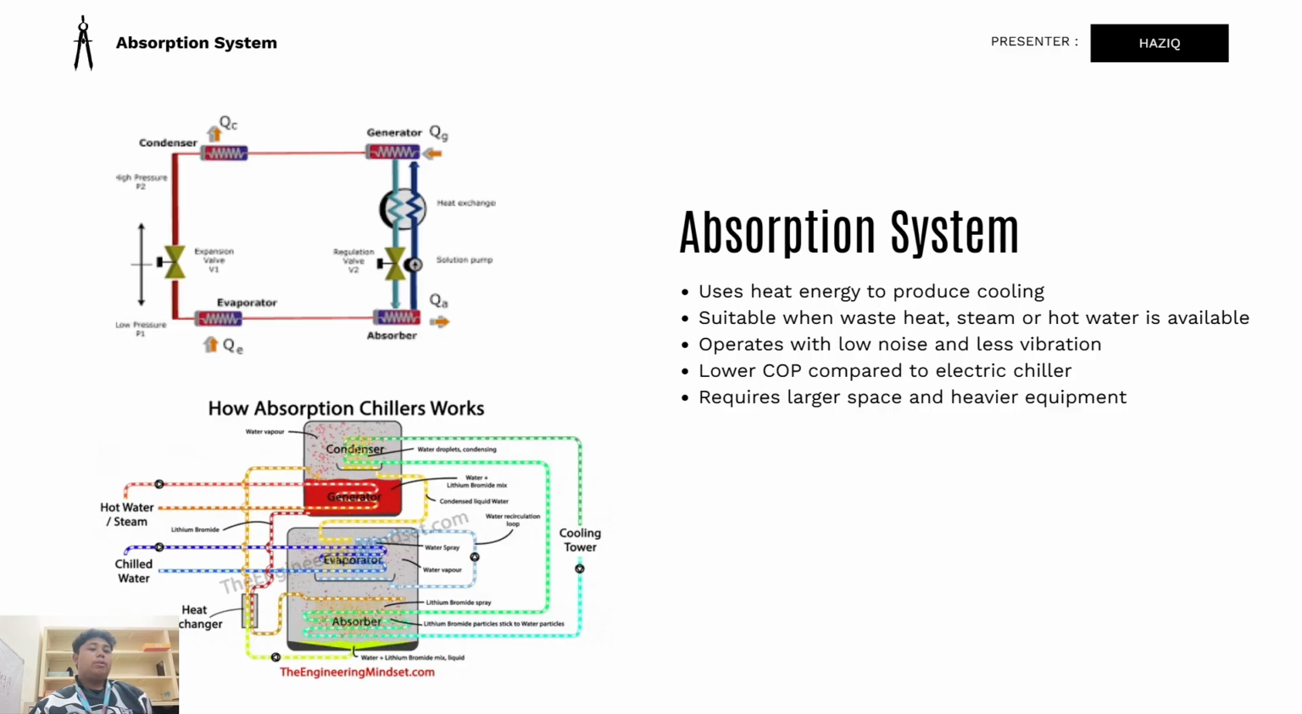Absorption chillers are suitable when waste heat, steam or hot water is available. They are quieter and produce less vibration, but their coefficient of performance or COP is usually lower than electric chillers. They also require larger space and heavy equipment.